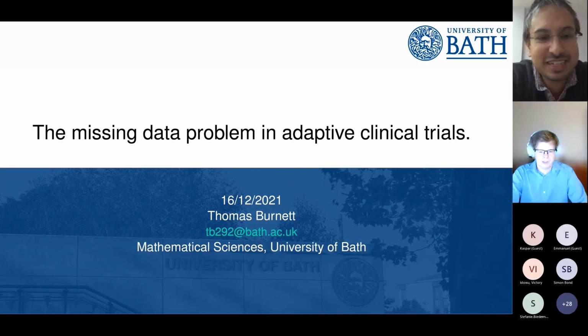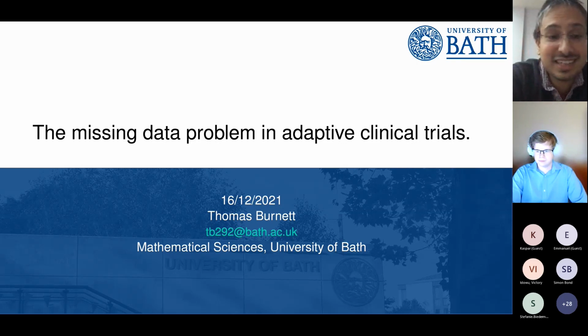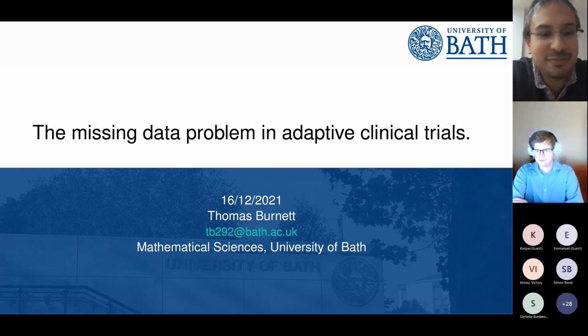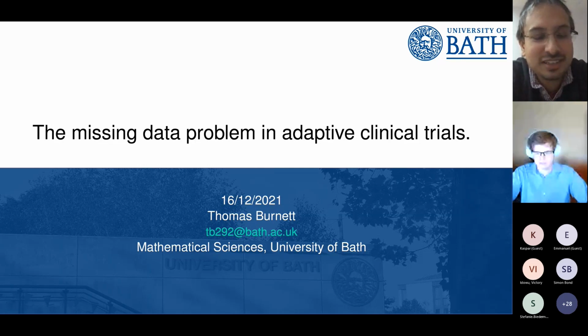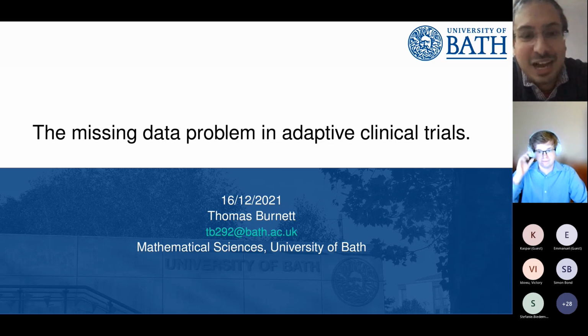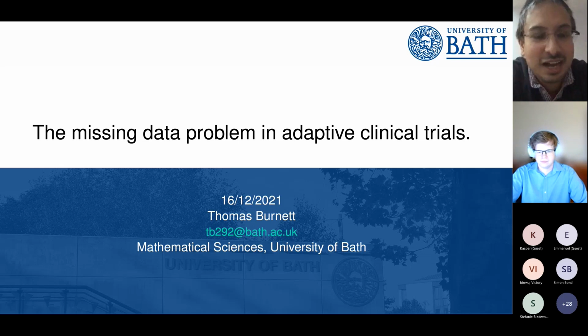Our final speaker of the session is Thomas Burnett. He's now a lecturer in statistics at the Mathematical Sciences Department at the University of Bath. Prior to that, he was a postdoc at the MRC Biostatistics Unit in Cambridge, and also prior to that, a postdoc at Lancaster University. He has interests in clinical trials, in particular adaptive clinical trials, and he will be talking on the missing data problem in adaptive clinical trials in this talk. So I'll pass it over to Tom now.